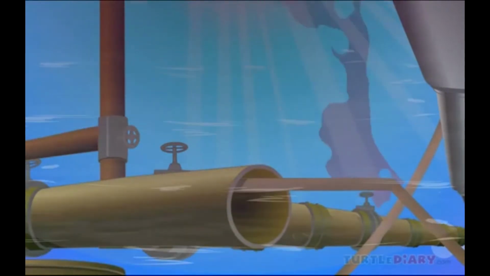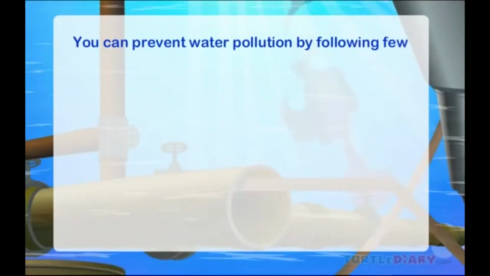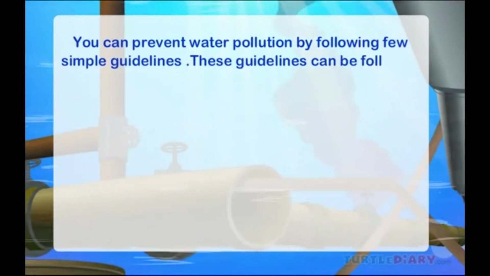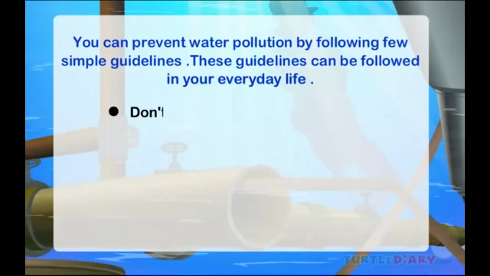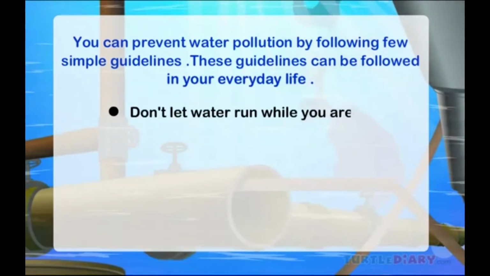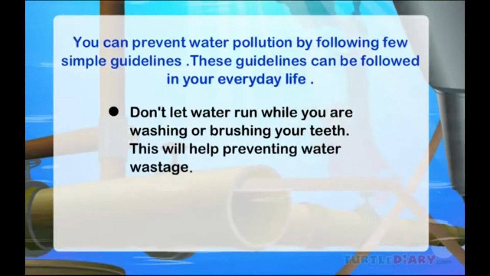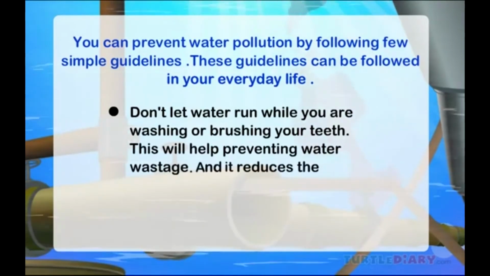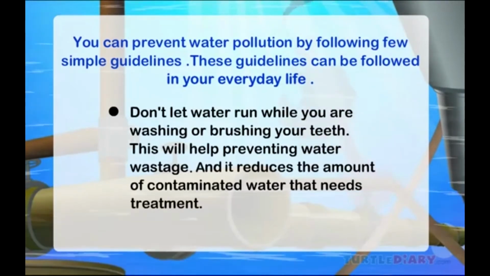How can we stop water pollution? You can prevent water pollution by following a few simple guidelines. These guidelines can be followed in your everyday life. Don't let water run while you are washing or brushing your teeth. This will help prevent water wastage and it reduces the amount of contaminated water that needs treatment.